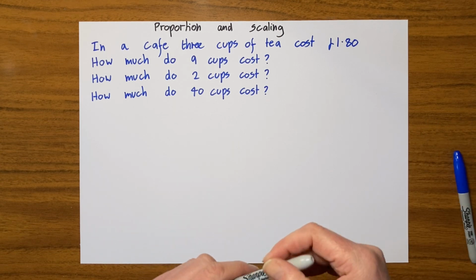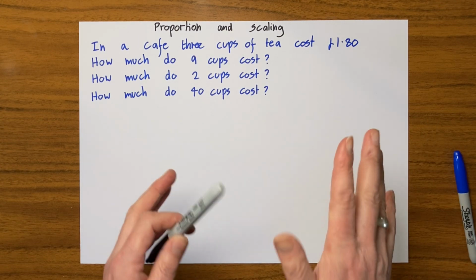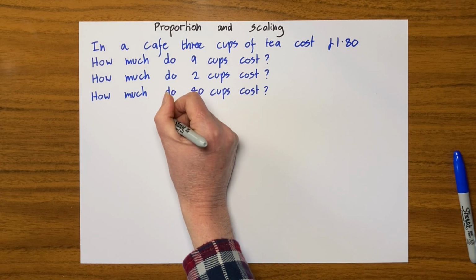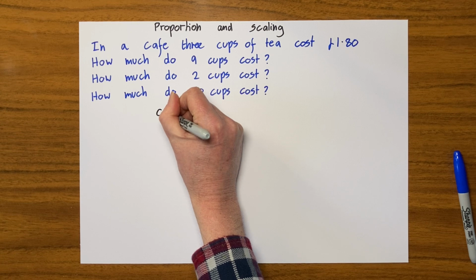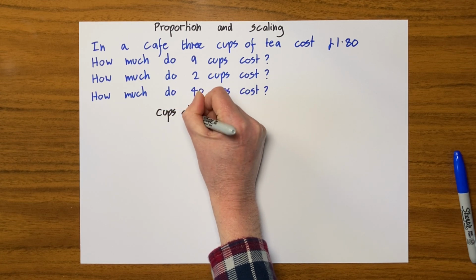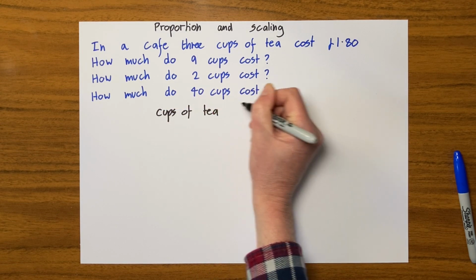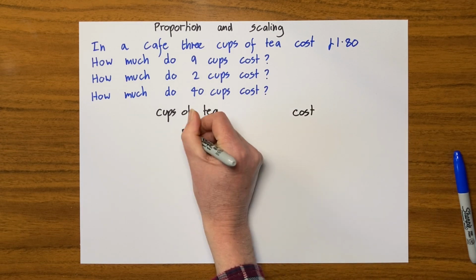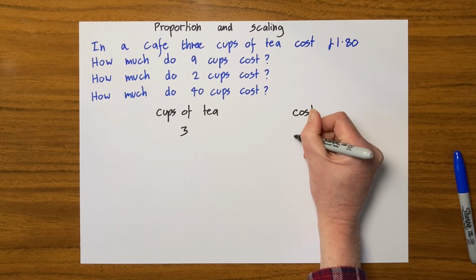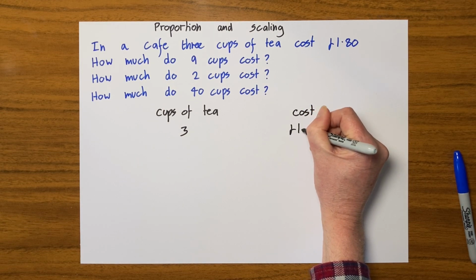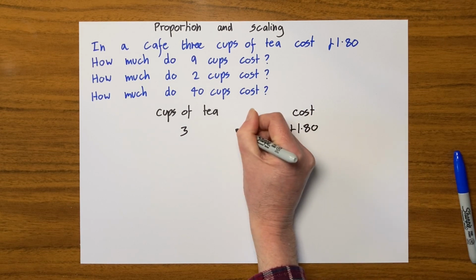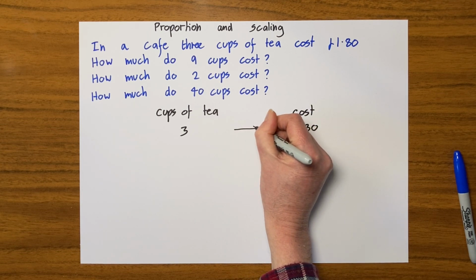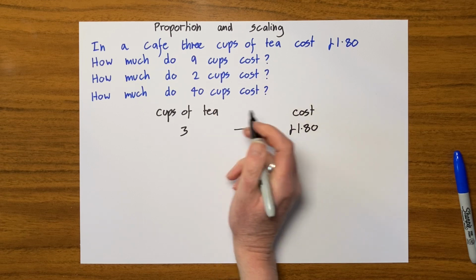The first thing we need to do is just do a very simple chart. So I'm going to put cups here. Let's write cups of tea. And then here I'm going to write the cost. And what do I know? I know that 3 cups costs £1.80. Okay, I know that. Little arrow to connect them. So let's look at the first question. What do 9 cups cost?